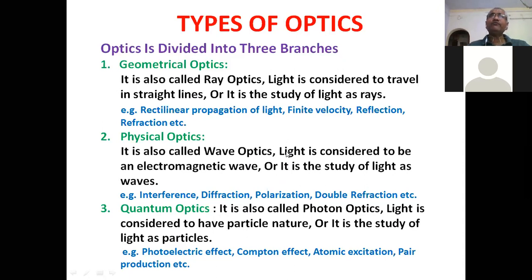There are some phenomena in which light shows a wave character, and there are some phenomena in which light shows a particle nature. So in quantum optics, the particle nature of light is considered, and this particle of light is called the photon. So what is the photon? A photon is the smallest energy packet of light, and therefore it is called the quanta. It is the smallest unit of energy in light.